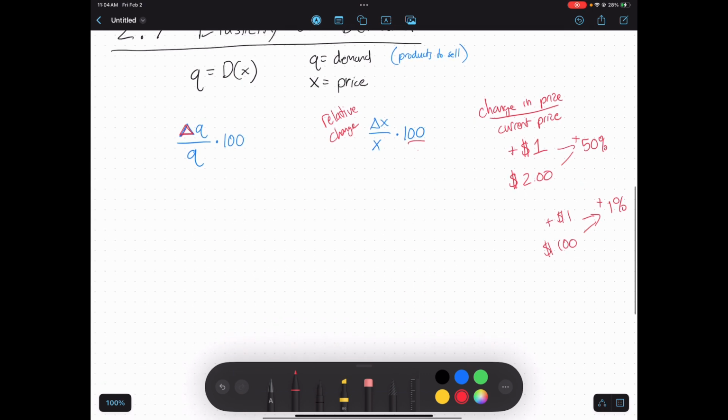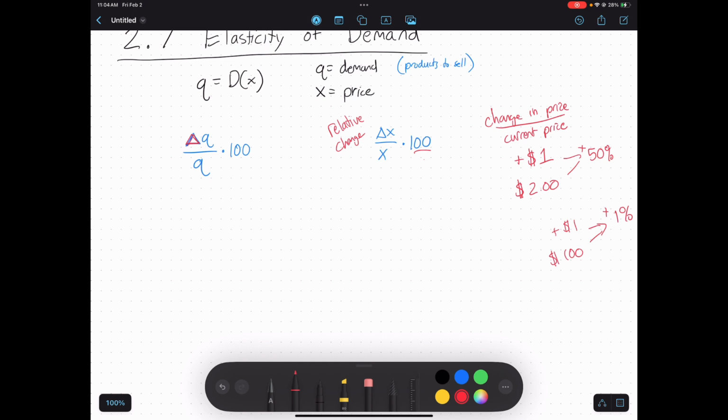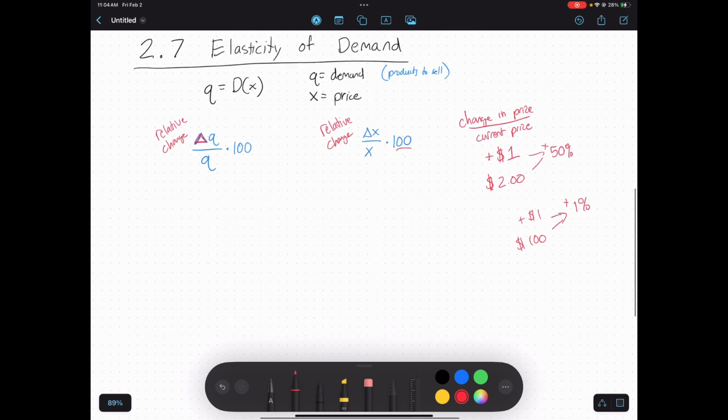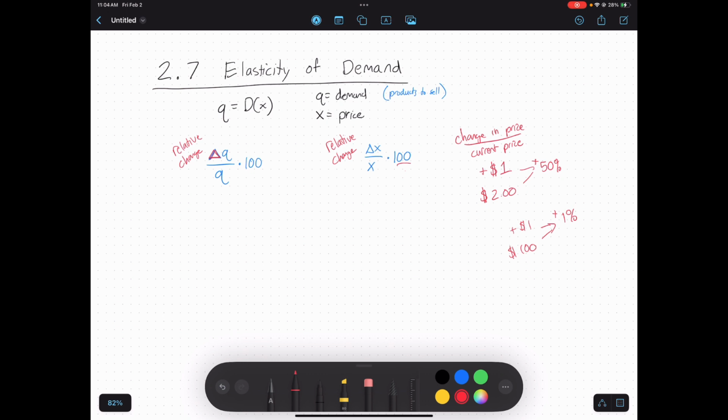So same thing over here. This is just relative change in my demand. Also relative change, just in my demand instead of my price. How is my demand changing relative to what it currently is? So what elasticity does is it compares these two things. How does the relative change in demand compare to the relative change in price? And so to do that, I create another ratio.